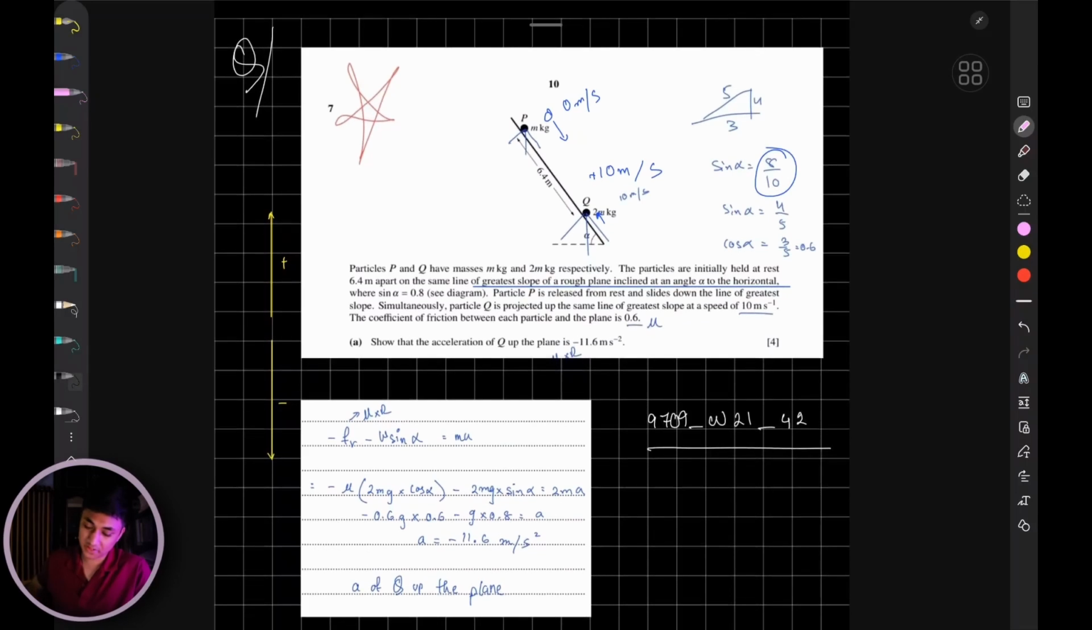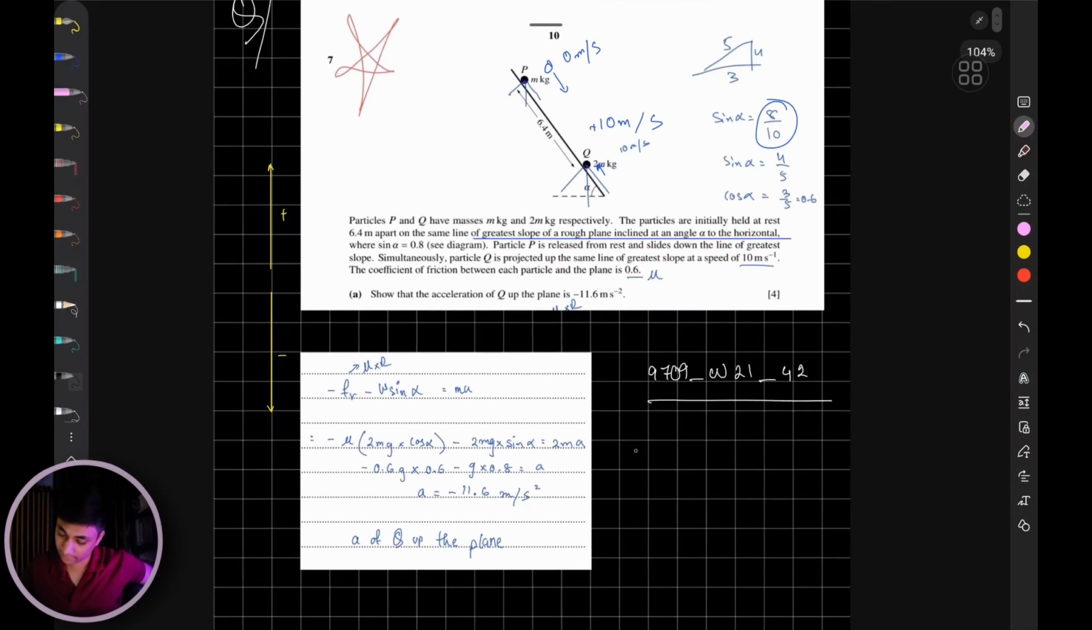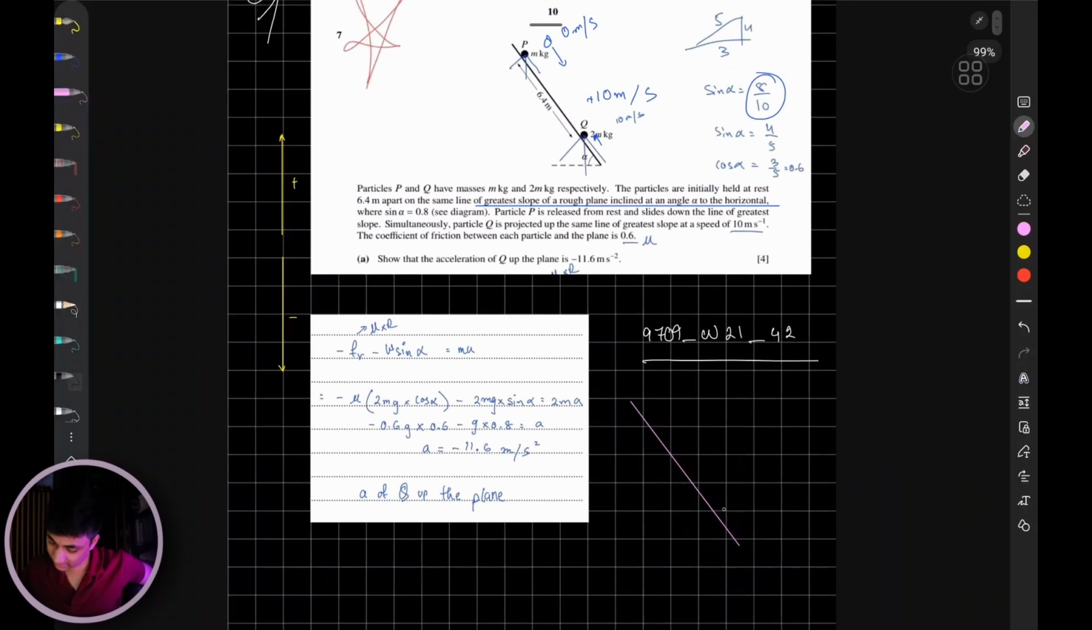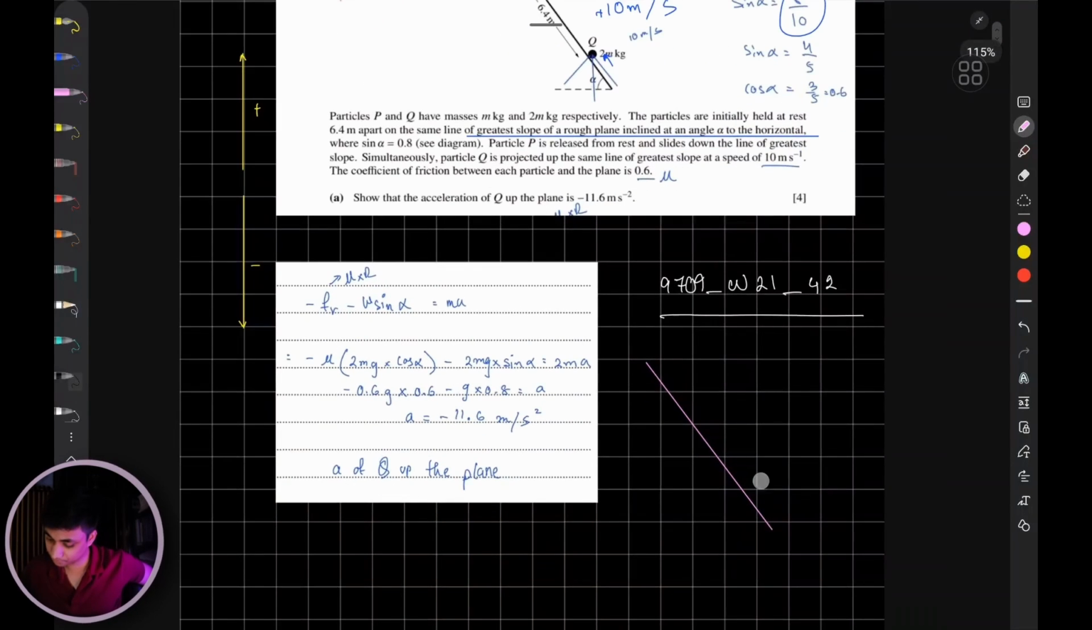Question A asks you to show that the acceleration of Q up the plane is negative 11.6 meters per second squared. Notice I mentioned that upwards is positive and downwards is negative. So if I draw the diagram again and consider this particle to be Q, it has been given an upwards velocity of positive 10 meters per second. Therefore, it's going to travel upwards, so motion is upwards.